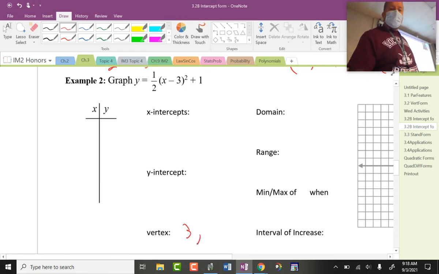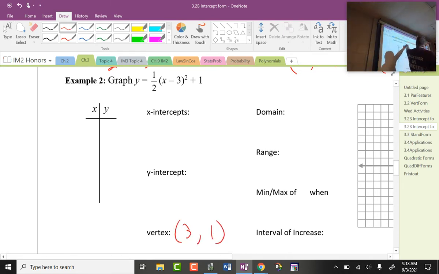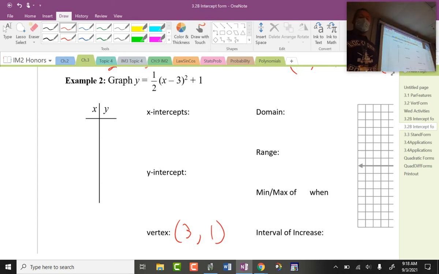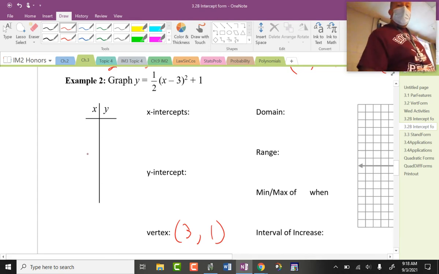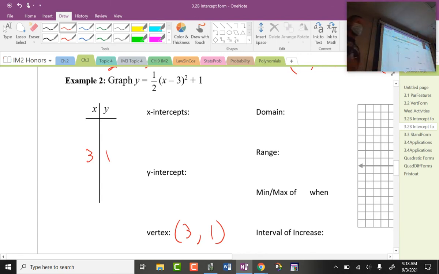And then again, the idea of input-output. If I throw in 3, it's the 0 of this. That's also why it's opposite. 3 minus 3 is 0. 0 squared is 0. Times a half is still 0. Plus 1. Input-output. It's proven to be 3, 1, at least as a coordinate. And then that goes right in the middle of your chart.